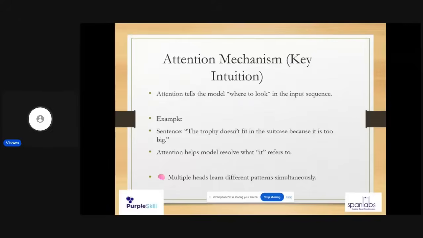So attention mechanism, I told you, refers to telling the model where to look in the input sequence, correct? For example, in this sentence, "the trophy doesn't fit in the suitcase because it is too big," the attention helps the model resolve what "it" refers to. So when the model reads this sentence, it will automatically come to know what the meaning of "it" is. It refers to the trophy. This type of attention it can get automatically, correct? Yes. For this, it makes use of a multi-head pattern, and it runs in parallel to identify this contextual information, correct?